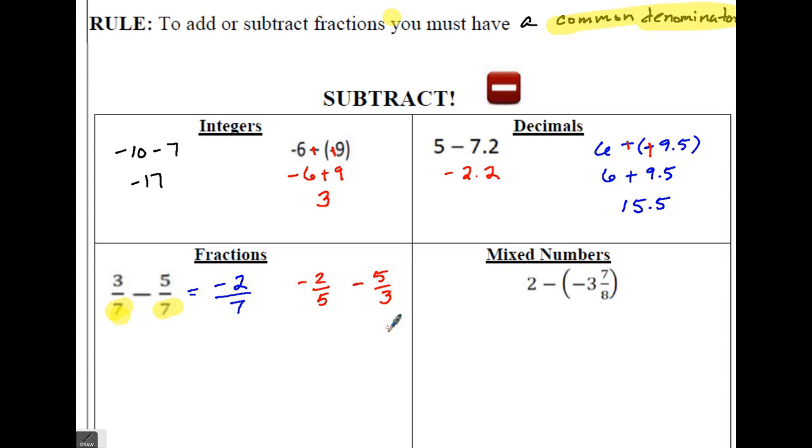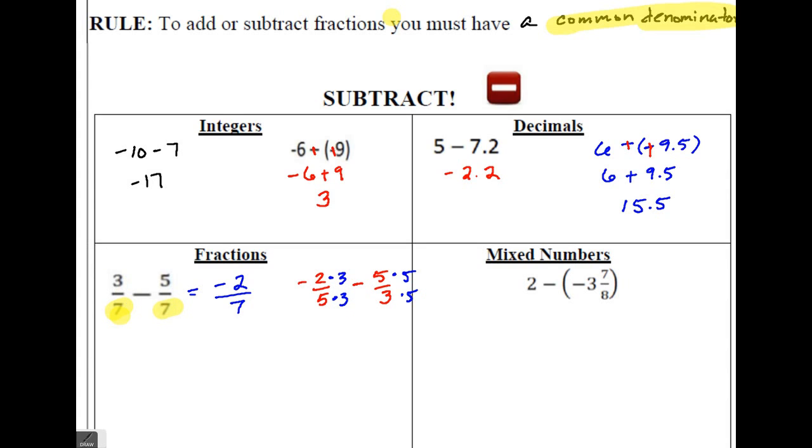So let's go ahead and start with that. So we'll start with 5. We're going to multiply this side by 5, the numerator, and we're going to multiply the denominator by 5. On this side, we're going to multiply the 2 by the 3 and the 5 with the 3. And this is how we're going to get our common denominator.